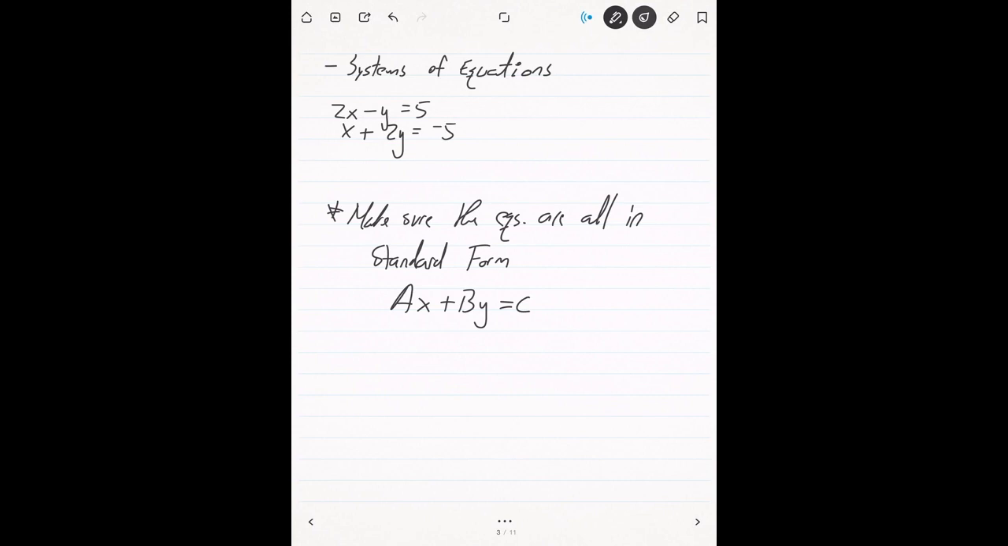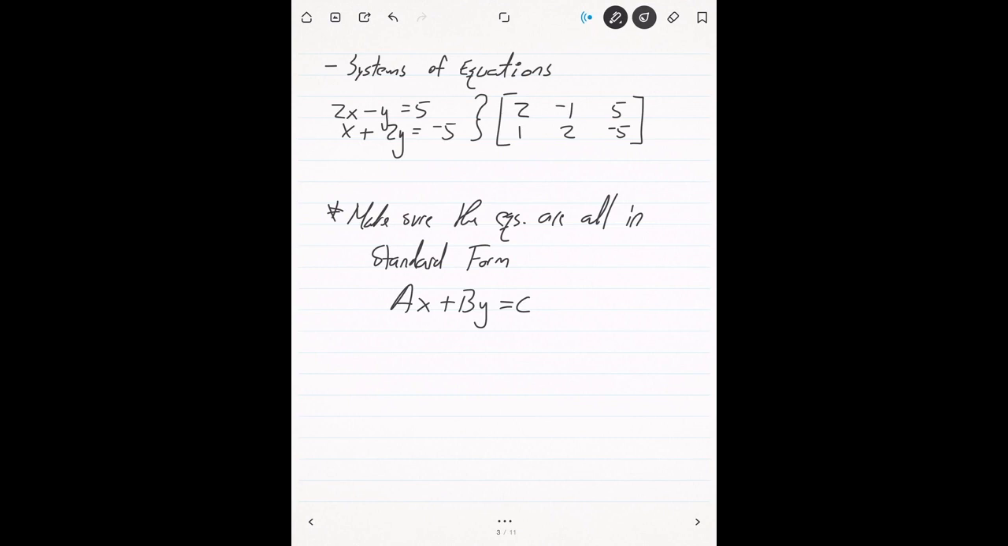You need to make sure that's the case, because we want the X's to line up, the Y's to line up, and the numbers to line up. We are going to make a matrix where the rows represent the individual equations, and the columns represent the individual variable components. So here, if I turn this into a matrix, I would write 2, -1, 5, a 1, a 2, and a -5. I'm going to put square brackets around this.